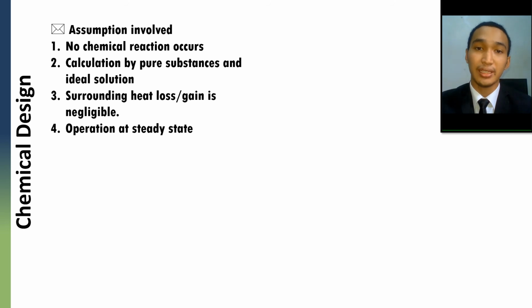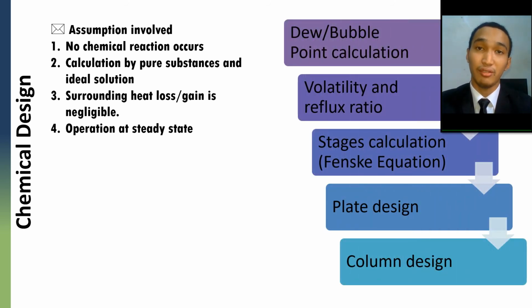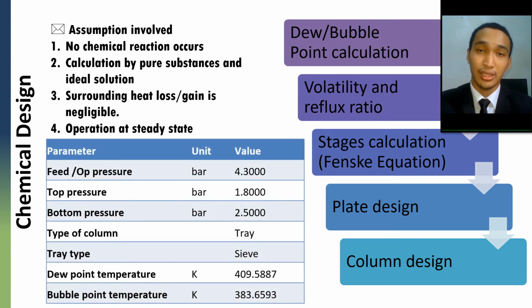This is the chemical design for the distillation column. As you can see, certain assumptions have been made before the calculation of dew point and bubble point. This is followed by volatility and the flux ratio, and also stage calculation, plate design, and last but not least, column design. The slide also shows a partial chemical design table.